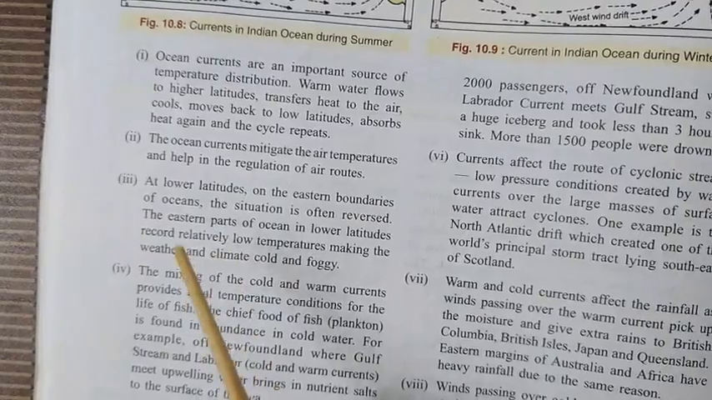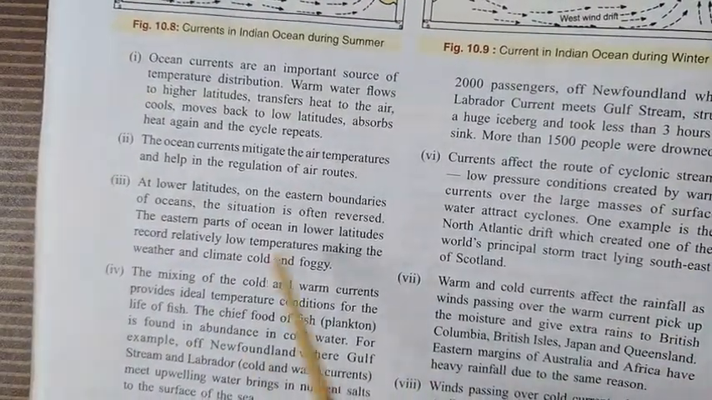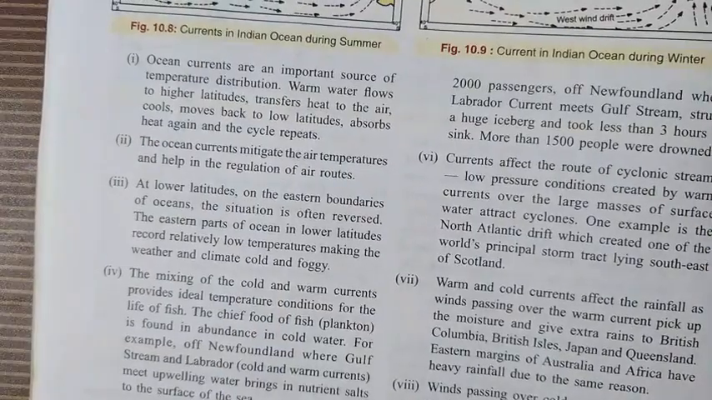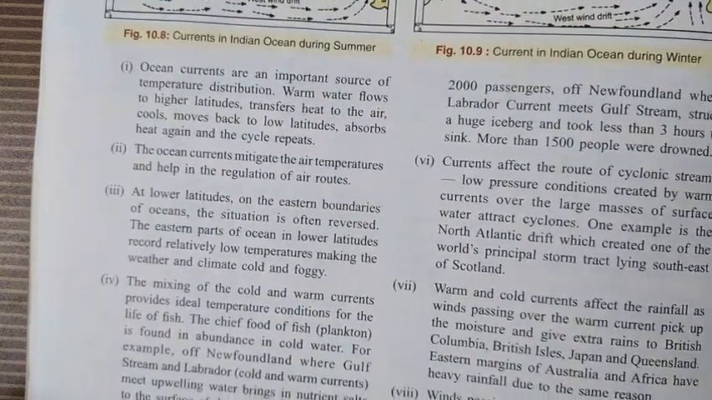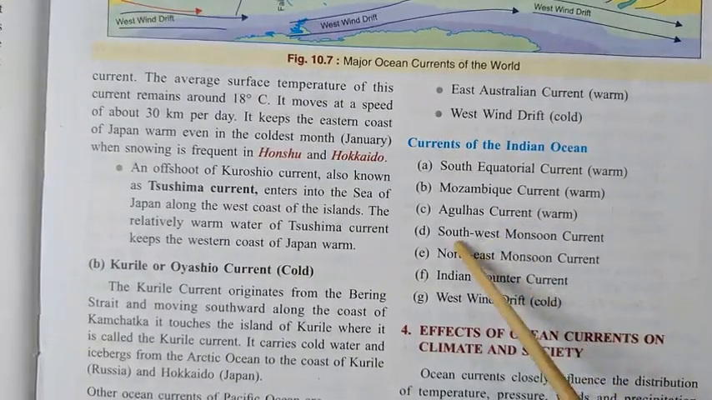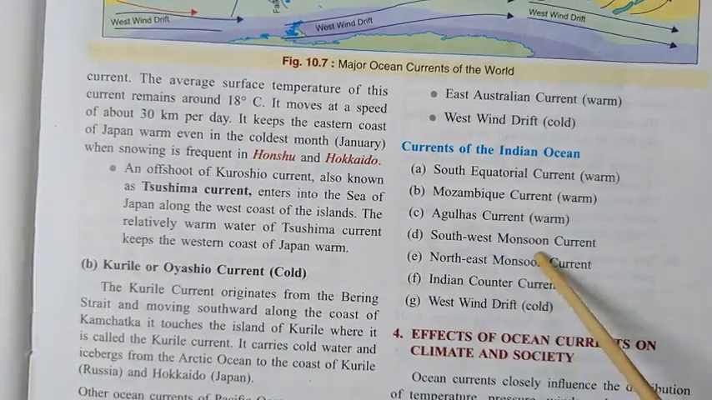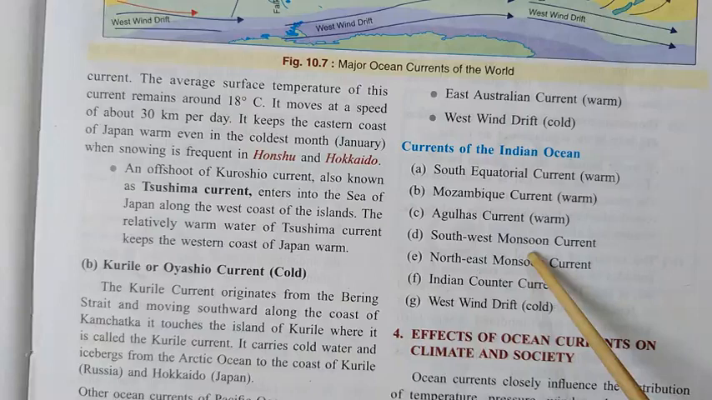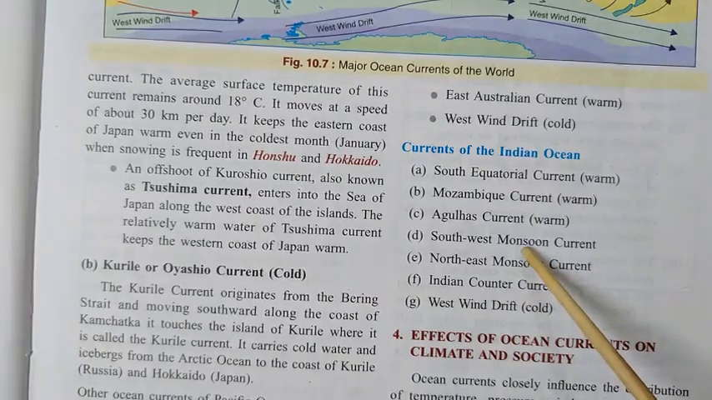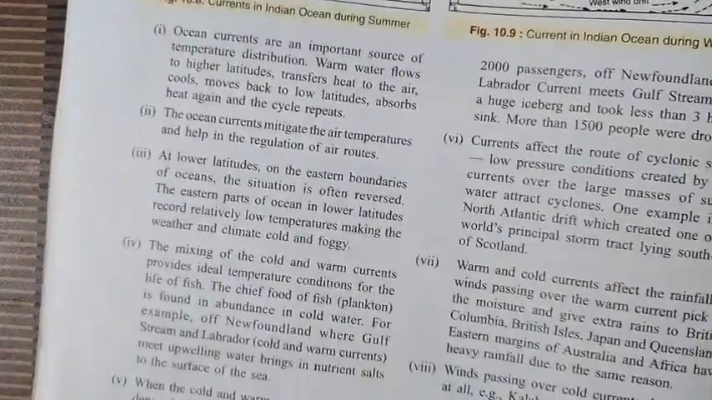Next, at the lower latitude, at the eastern boundary, I told you about the reversal of the ocean current. I told you about the southwest monsoon current and the northeast monsoon current. These are the only currents which reverse their direction. Why do they reverse the direction? Because of the monsoon winds. That was an important thing that was left.